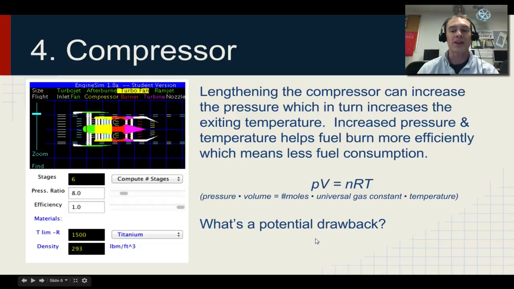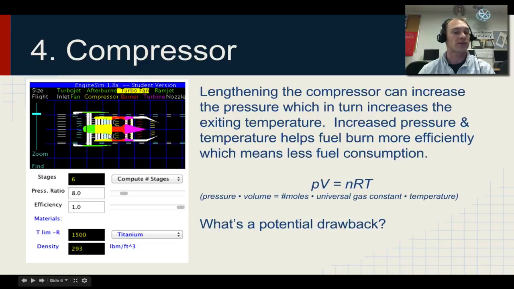So what is a potential drawback of having a lengthened compressor, which means a lot higher temperature? That's something that you might want to think about when you're looking at these materials. Well, if your compressor is longer, then the temperature is higher, and that might mean you exceed your temperature limits. So that's something that you're going to have to play around with. You have to have a minimum number of compressor stages.